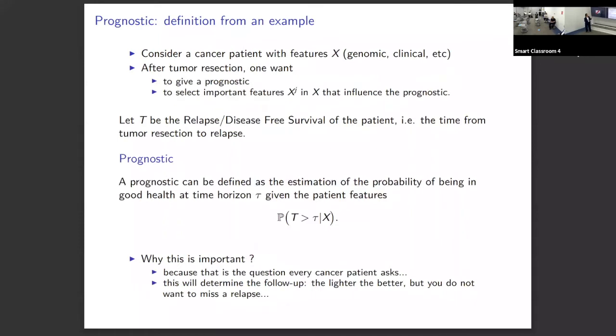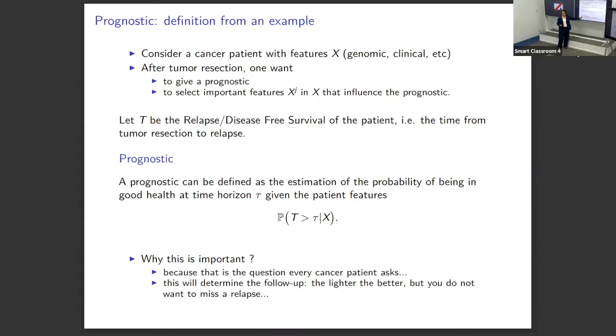So for the prognosis, let's take almost the same example. So you have a cancer patient, you have features X that can be genomics, clinical, anything. And just after tumor resection, you want to give a prognosis to this patient. And you want to know which are the important features that can influence the prognosis. Well, I will go to the end. Why do you want to do that?